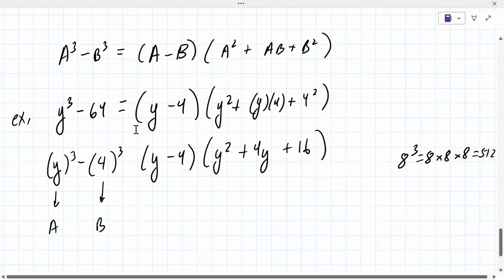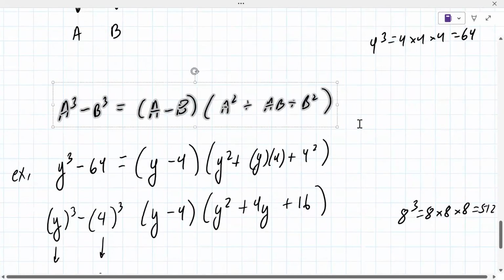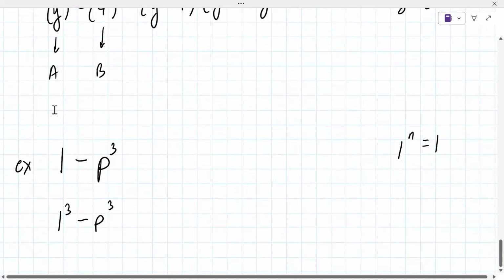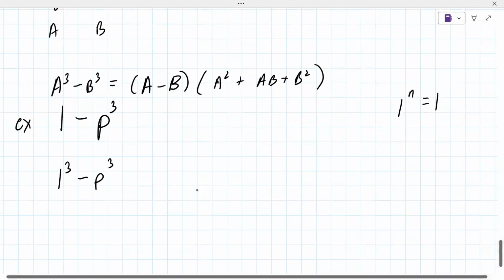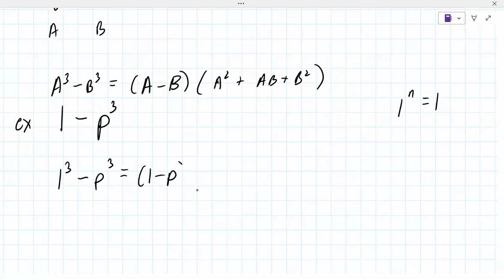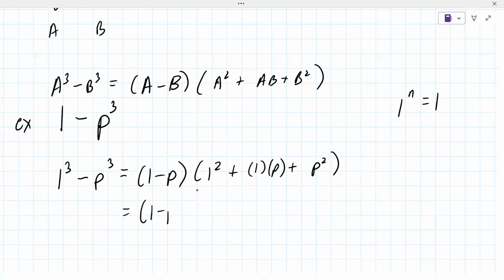And so let me grab the formula here. It's good when you're learning it to rewrite the formula every time, even though it's very tedious. It's a really good idea. So this is 1 minus p, 1 squared plus 1 times p plus p squared, like that. And then you can simplify.